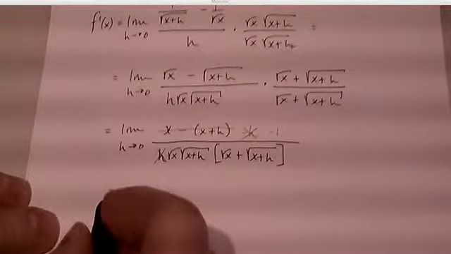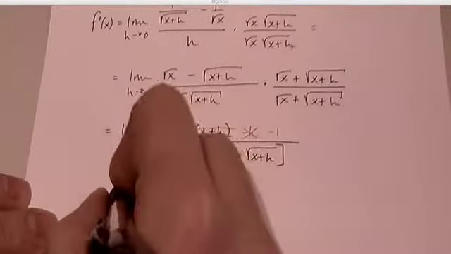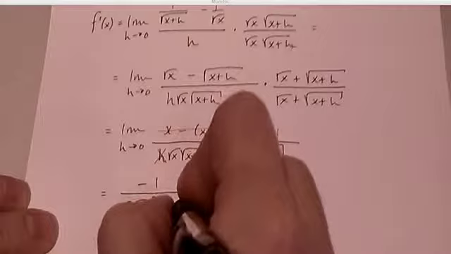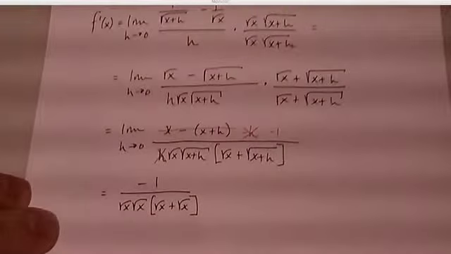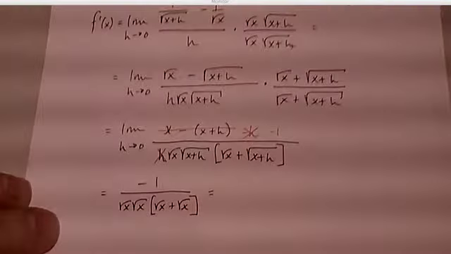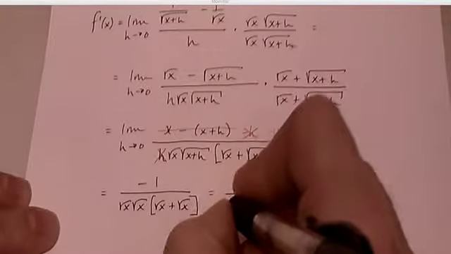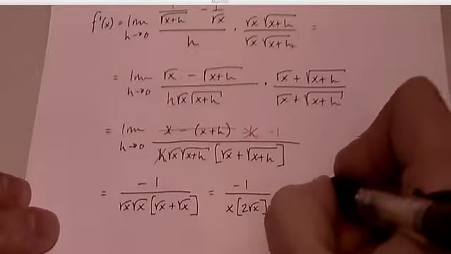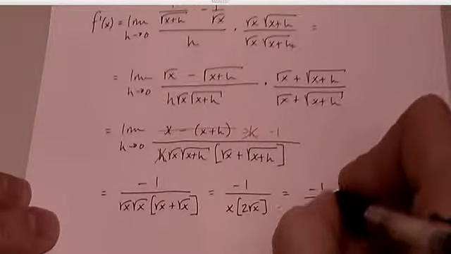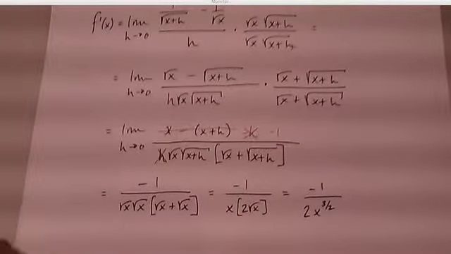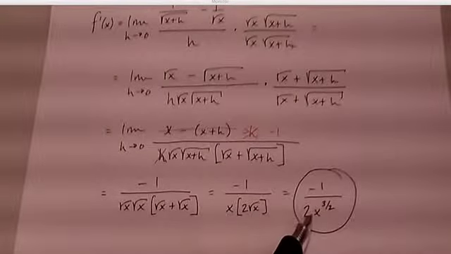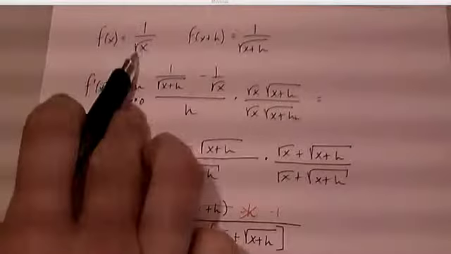Now it's in a form that I can go ahead and plug in. And I can go ahead and plug in, and I'm going to get root x, root x, root x plus root x. All I did was plug in a 0 for the h, and I didn't skip steps because I wanted everybody to see that. That's going to be negative 1 over x, 2 root x, or negative 1 over 2x to the 3/2. I know that was just nasty stuff right there. That is your derivative of that.